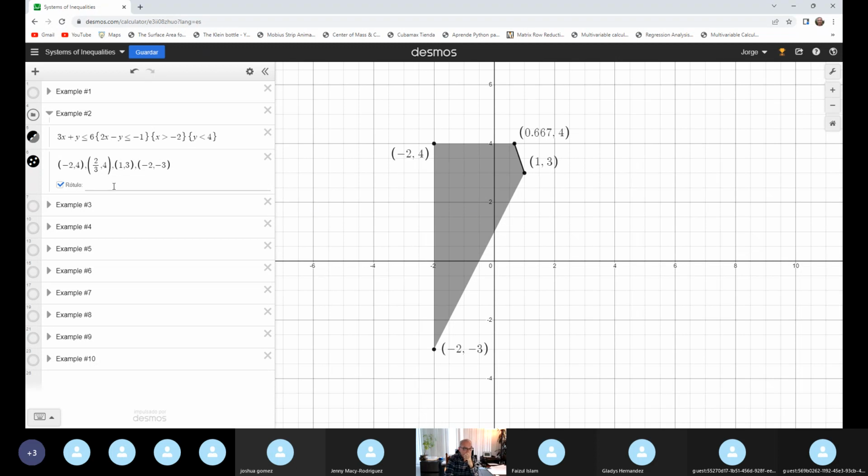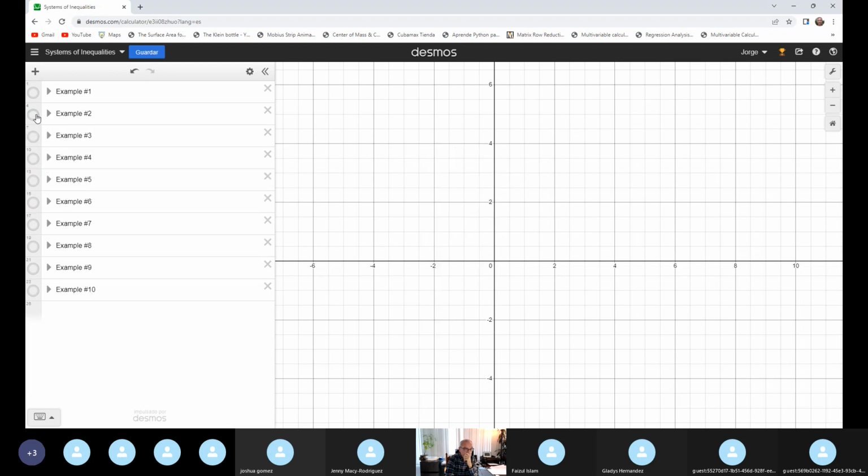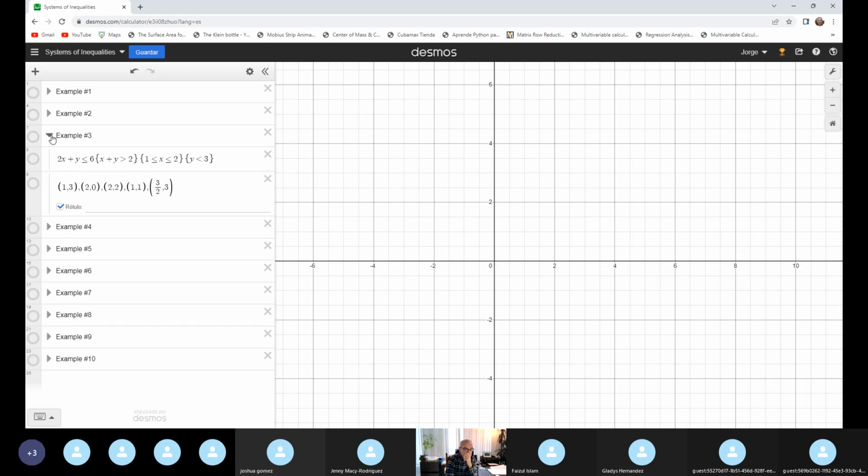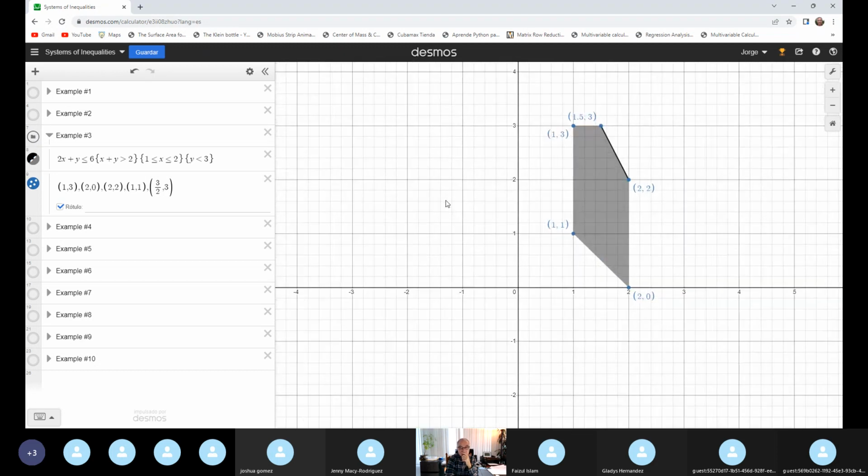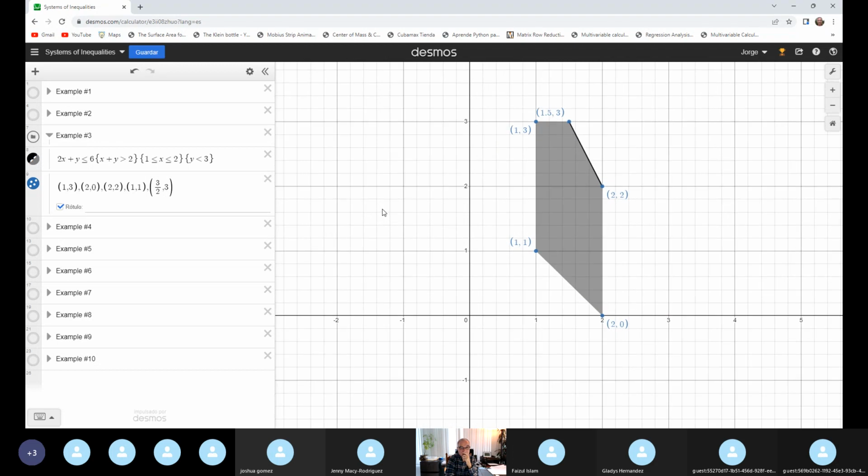Okay, one more example. One more? No, we have 5, no? 1, 2, 3, 4, 5. This is the second. Now the third is this. 2x plus y less than this guy. Boom! Look at that! The solution of this linear system of inequalities is this.